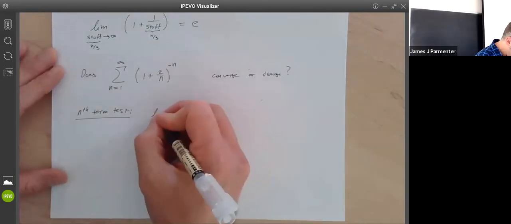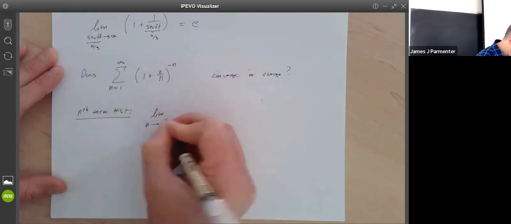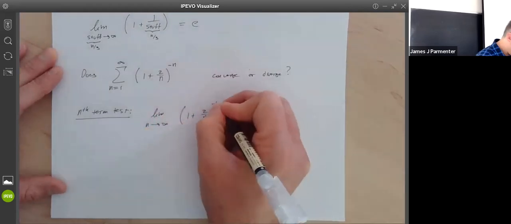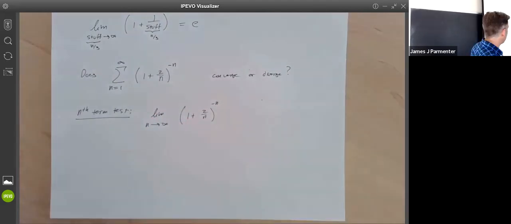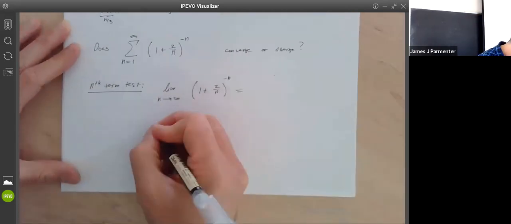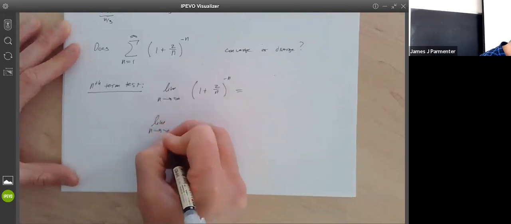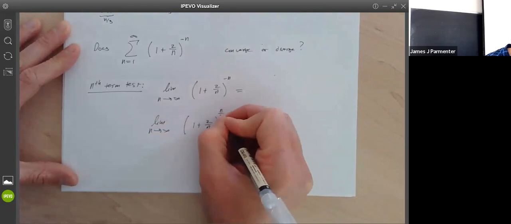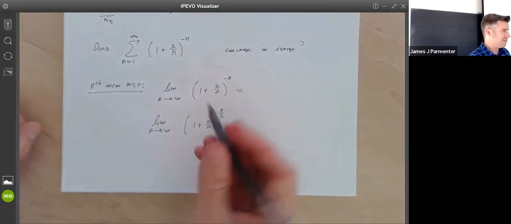So we're going to do the limit as n goes to infinity of (1 plus 2 over n) to the negative n. And now what I'm going to try to do is rewrite this so it's still the same, but looks like 1 plus a thing that's going to 0 raised to the reciprocal power of that thing that's going to 0. So I really, really want to write this as (1 plus 2 over n) to the n over 2. But those aren't the same.